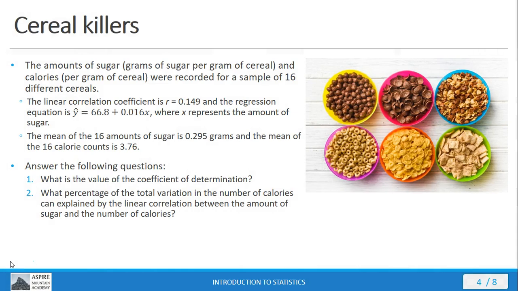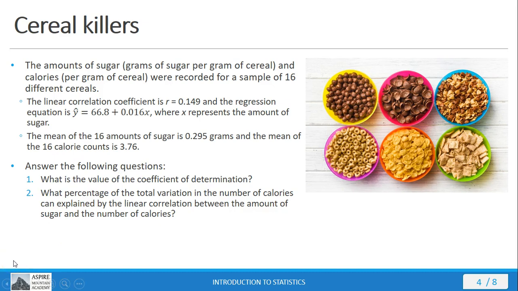Let's take a look now at serial killers, because everyone knows that sugar kills. So we're going to make you feel guilty for eating Cocoa Puffs and Cinnamon Toast Crunch in the morning. So here we got a linear correlation coefficient of 0.149. Here's the linear regression equation that comes out of that data. There's 16 different cereals we're comparing. So if you take the average amount of sugar is 0.295 grams, average amount of calories 3.76. And yeah, I don't know where that number's coming from, but that's just what the problem said.